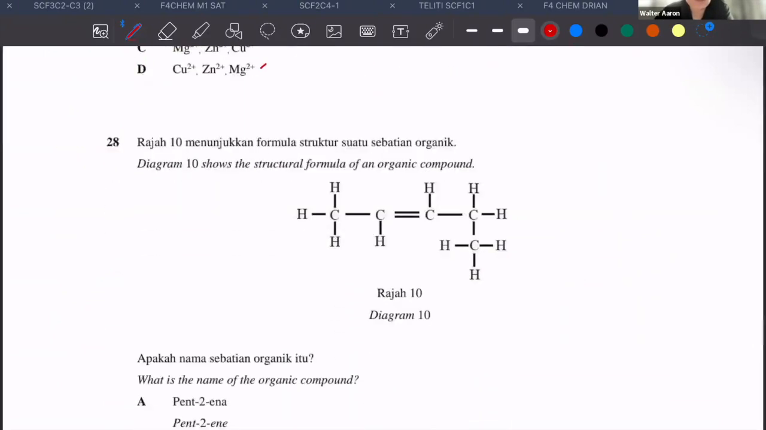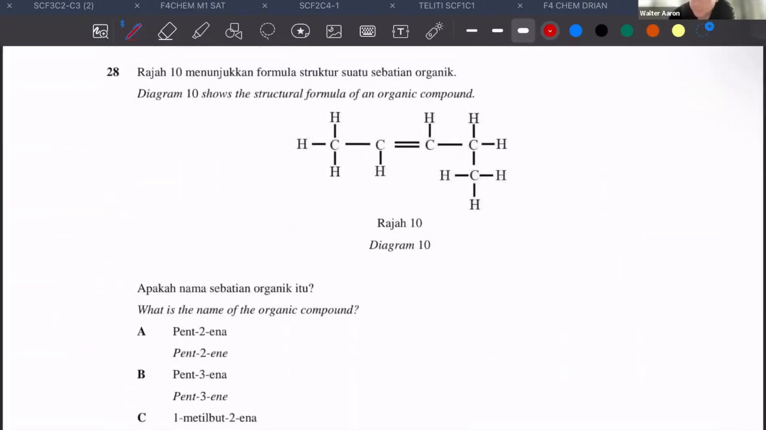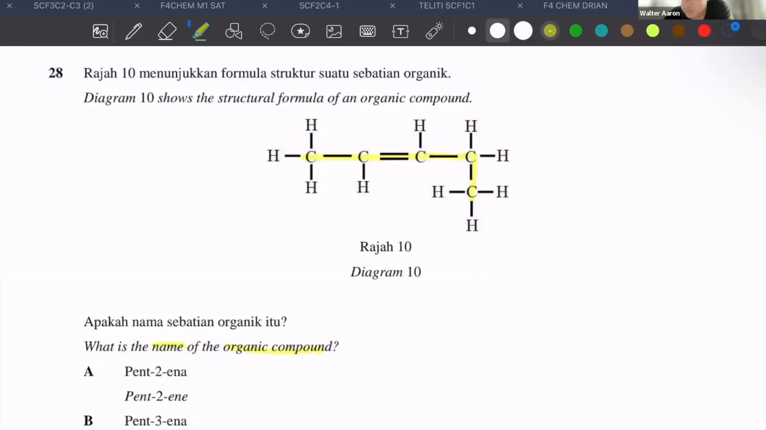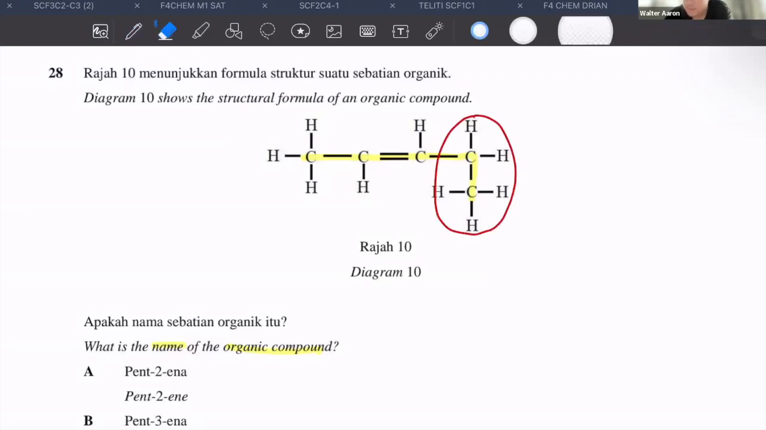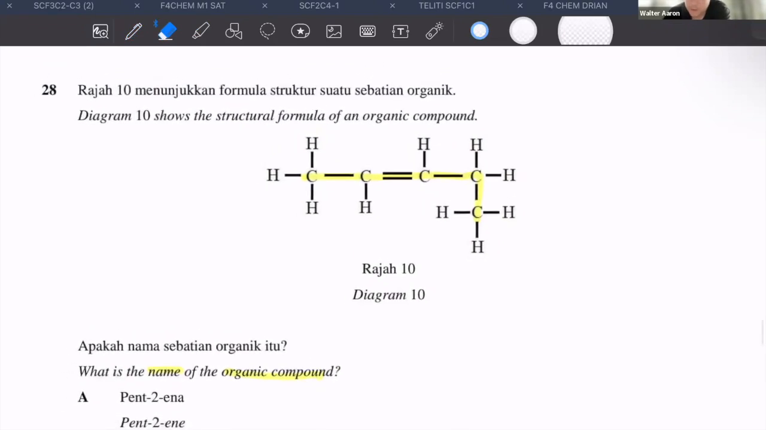28, diagram 10 shows the structural formula of an organic compound. There's a carbon-carbon double bond here, which indicates that it is an unsaturated compound. And they're asking you to name the organic compound. The first step of naming an organic compound is to determine the longest continuous carbon chain. So the longest continuous carbon chain is like this. There's no branch technically. The branch over there is just to confuse you. This is not a branch. This is already connected in a sequence. So you do not have to name it as a methyl group.